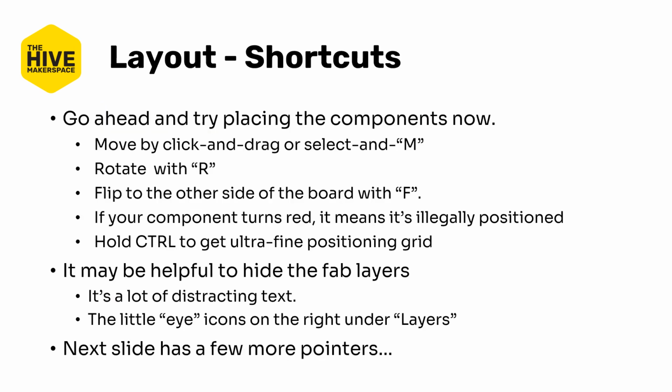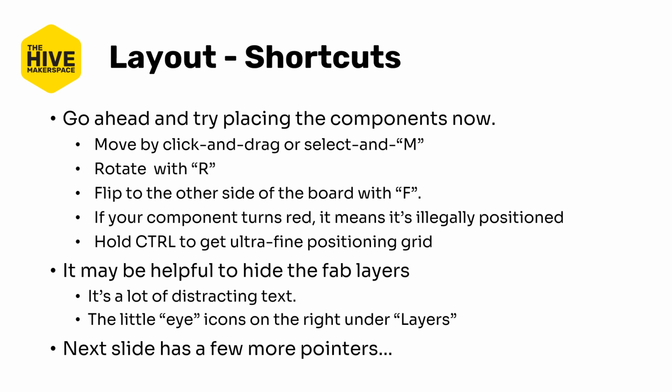So I'm going to give you some shortcuts here, and you'll then go ahead and actually start placement on your own. But remember that you can move by dragging and clicking, or clicking the component and selecting M. You can always rotate with R, flip to the other side of the board, because remember there are two sides of the board here, with F. If your component turns red, it means it's illegally positioned, and you can hit Control to eliminate the grid snapping. It'll just let you place wherever you want.